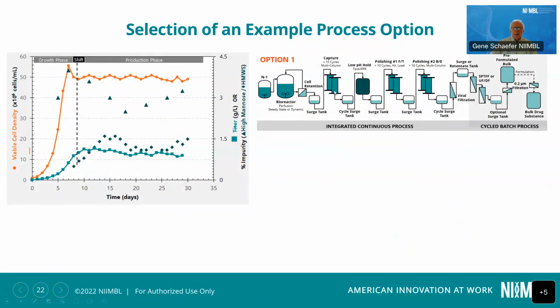And again, looking at that option that was chosen, option 1, with an integrated continuous process up until the cycled TFF step. This is what the process performance attributes and quality attributes look like over time based on our prototype data set for cell density, titer, high molecular weight species, and the high mannose attribute.